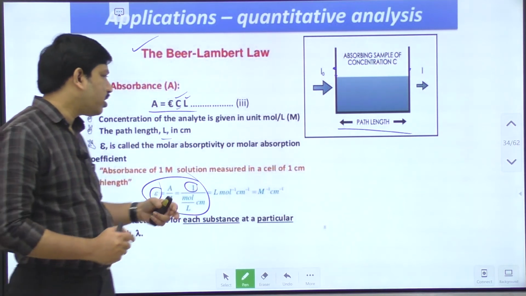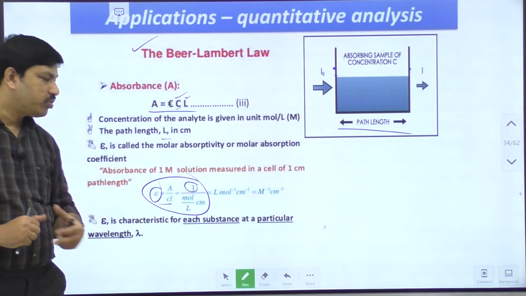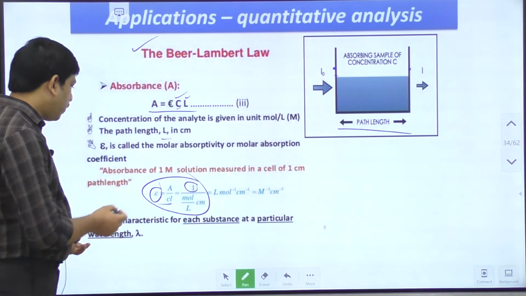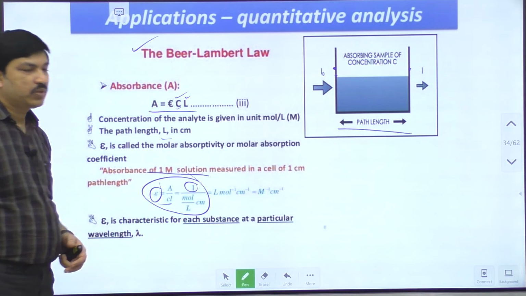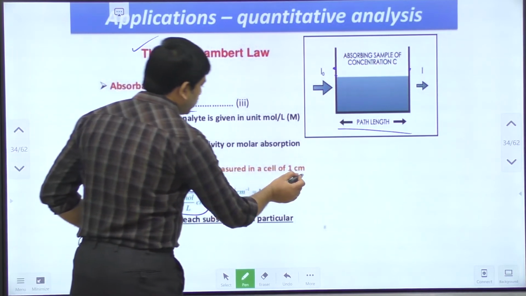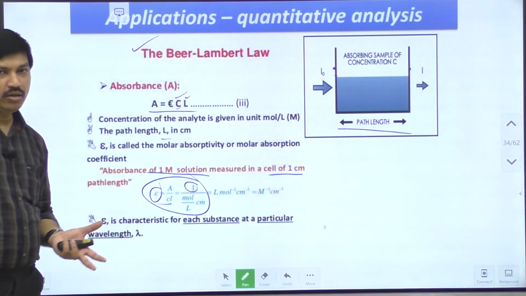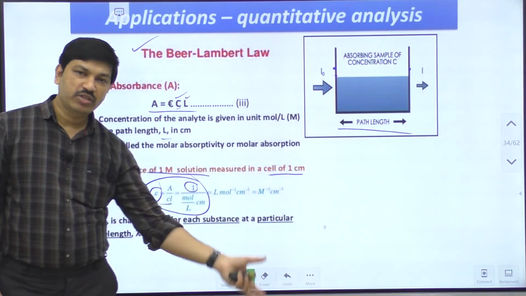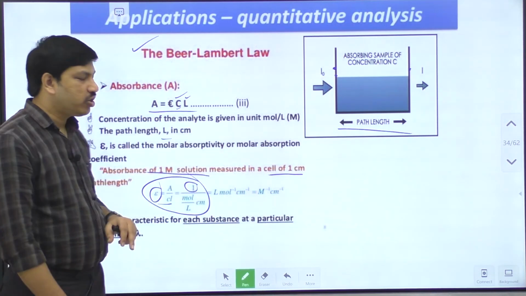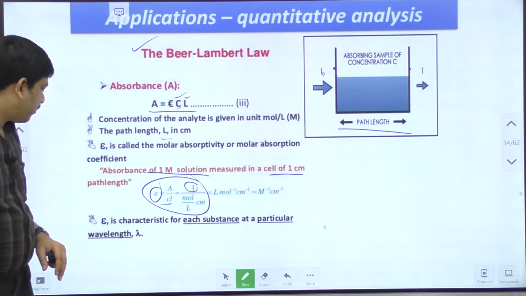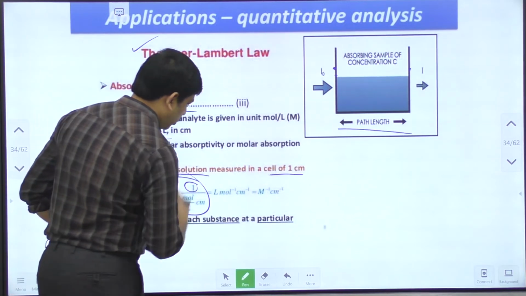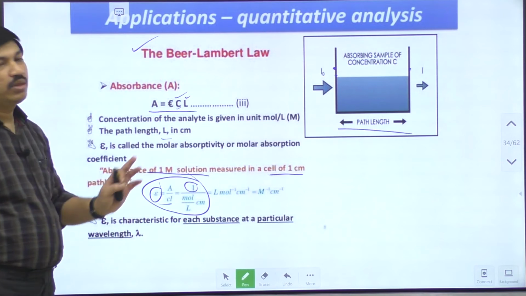So for determining the molar absorption coefficient, we always have to use a 1 molar solution and 1 centimeter path length. At that time, the absorbance value we get is called the corresponding epsilon value. Okay, so this is the main principle in the case of colorimetry.